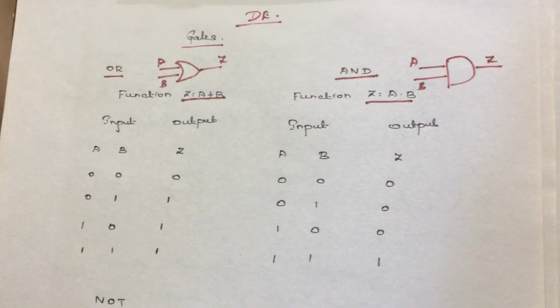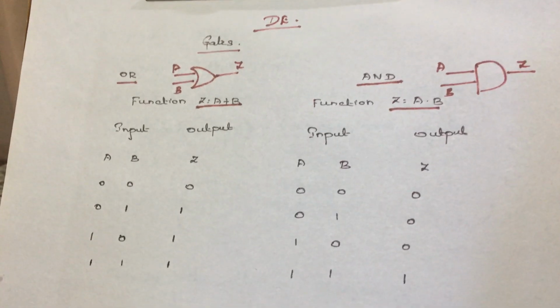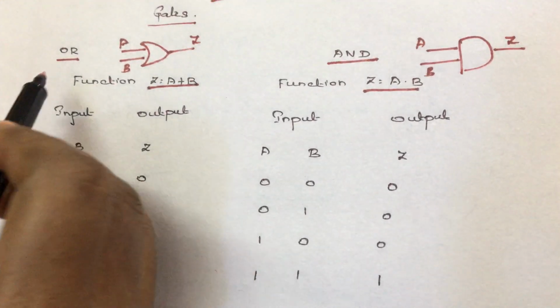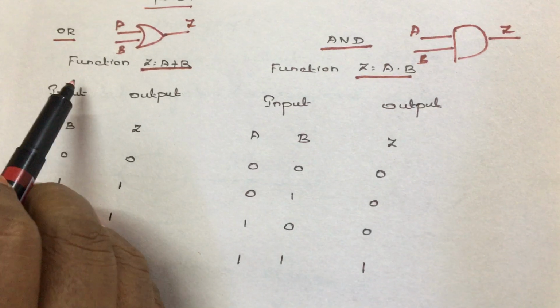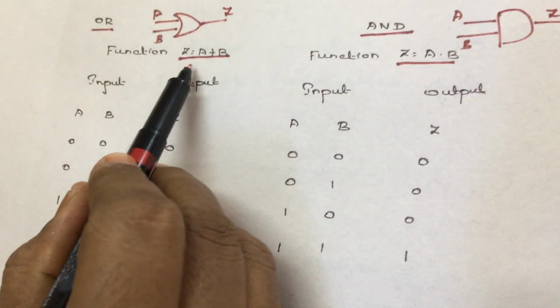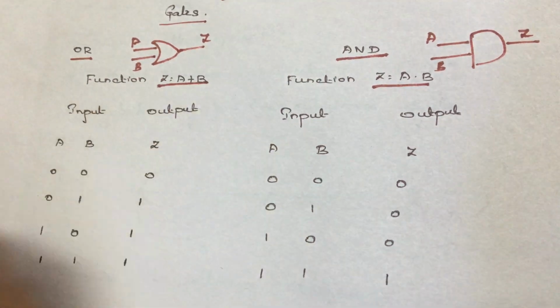Before seeing some MCQ in case of digital electronics, let's say something about the gates. The first gate is OR gate, and the symbol of the OR gate is this. And the function of the OR gate is Z is equal to A plus B. Plus is the symbol for the OR gate.